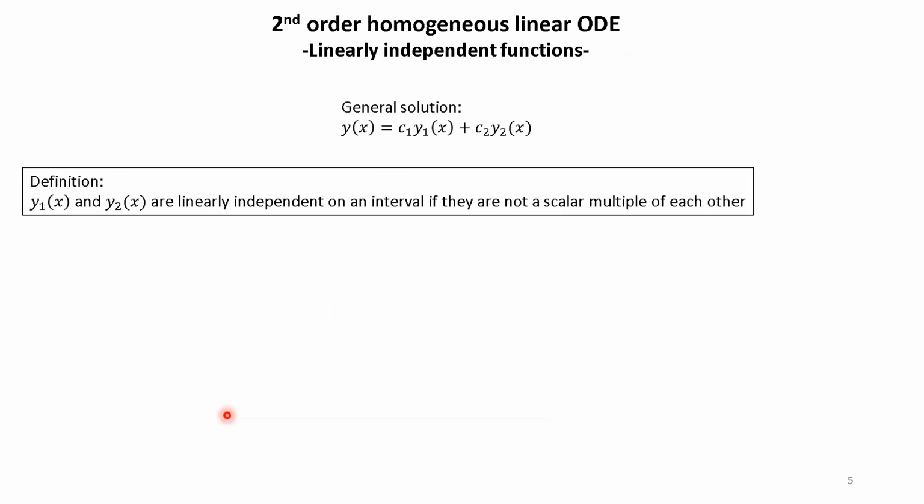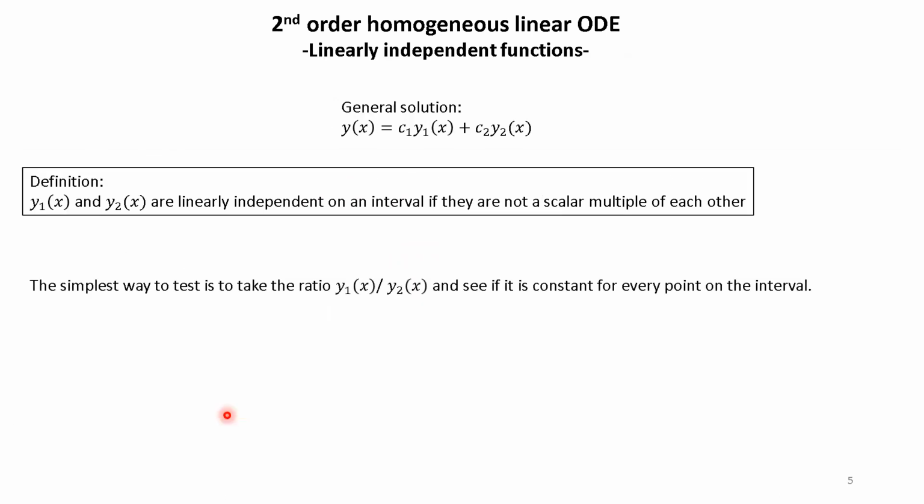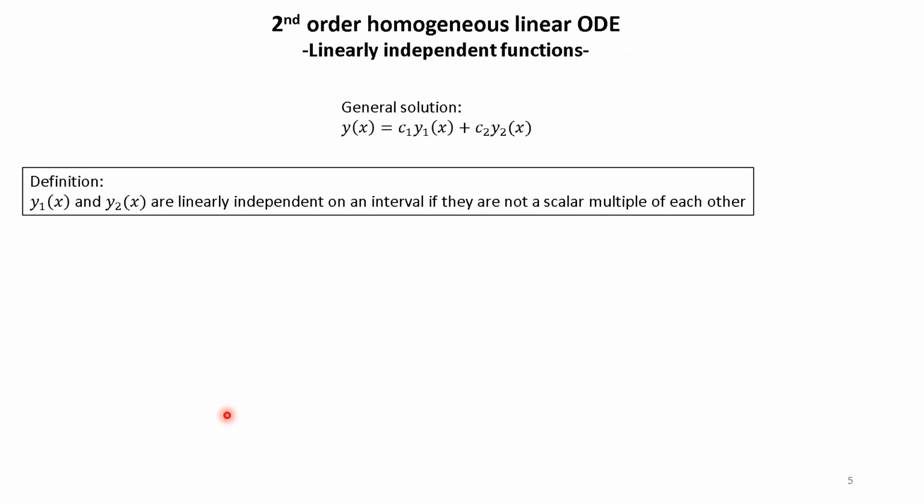Okay, so what does it mean by linearly independent functions? The definition is very simple: y1 and y2 are linearly independent. Of course, when we talk about whether they are linearly independent, we need to first consider a specific x interval. Suppose we consider some x interval. If we ask whether these two functions are linearly independent, we just need to see whether the two functions are scalar multiples of each other.